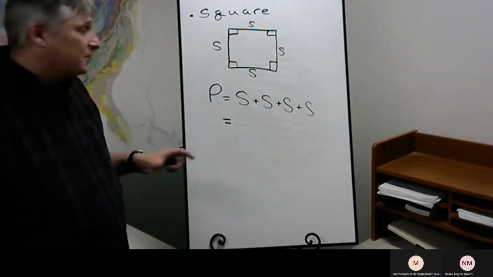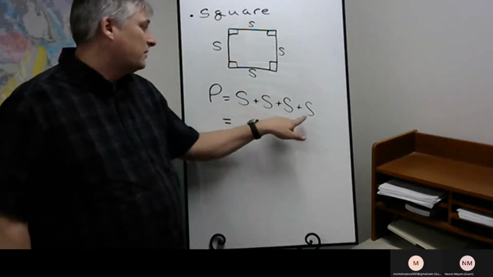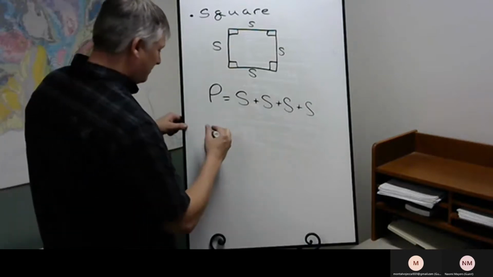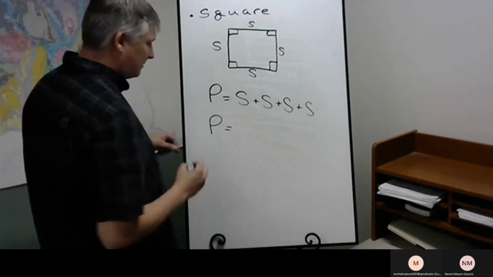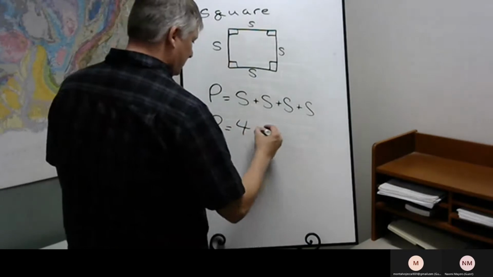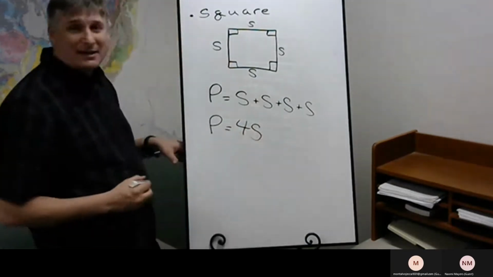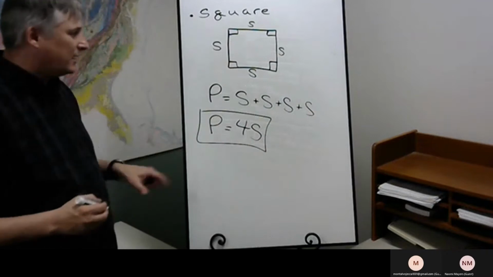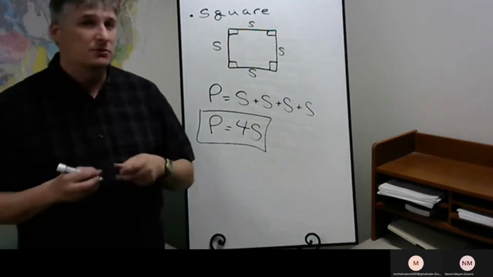So we have 4 S's. 1, 2, 3, 4. And so we can come up with a shortcut here as 4 times S. And so this will be the formula we're going to use for the square.